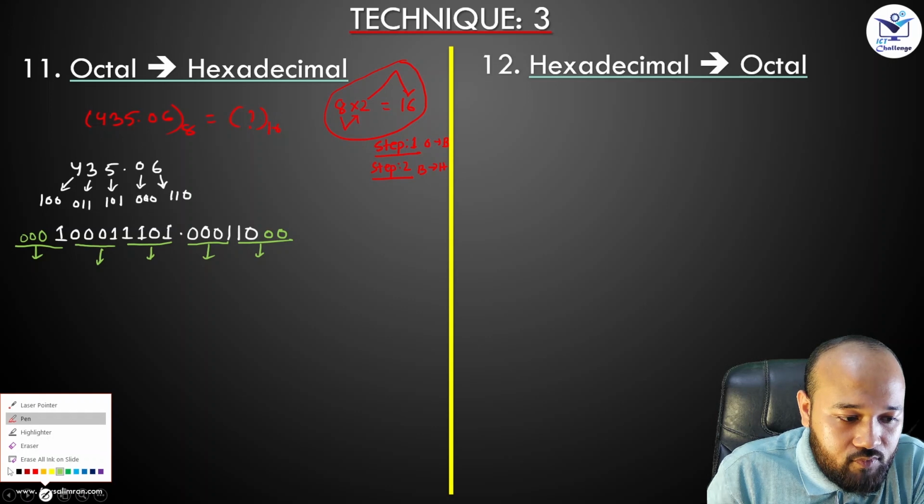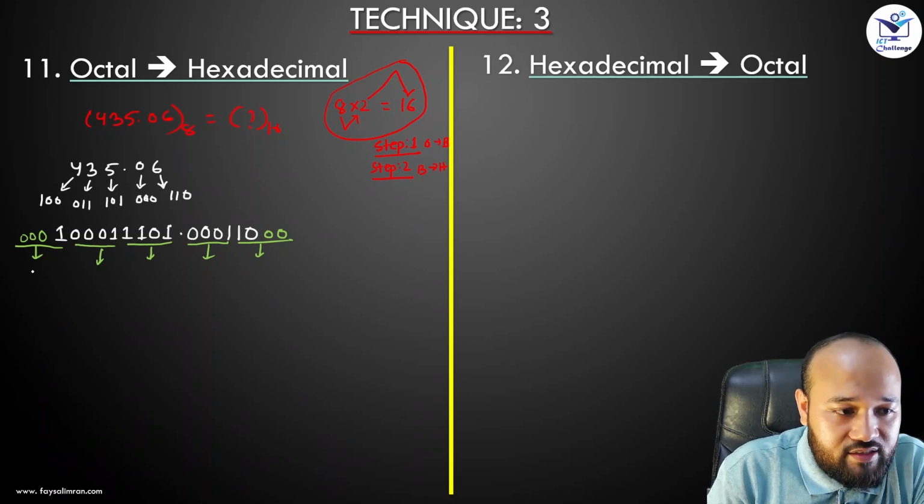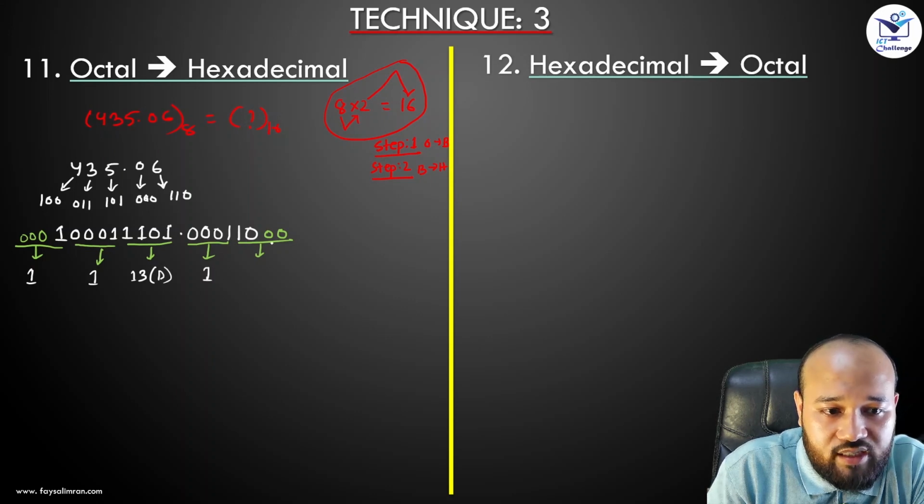Okay, so 0001, this is called 1, 0001 again, this is called 1, then 1101, 8 plus 4 is 12, 13, 13 means D. I know that you can convert by this chart. So 13 is D. Now 0001 again will get 1, and 1000, this is called 8. So the hexadecimal result is 11D.18. So this is our ultimate result for hexadecimal.